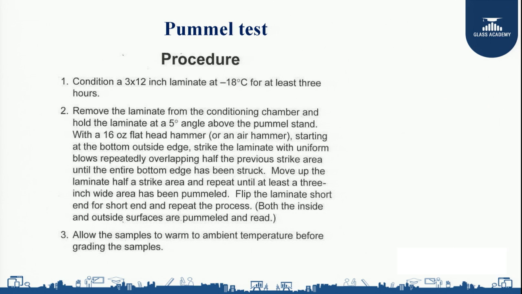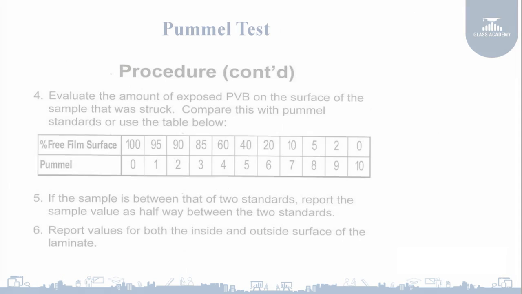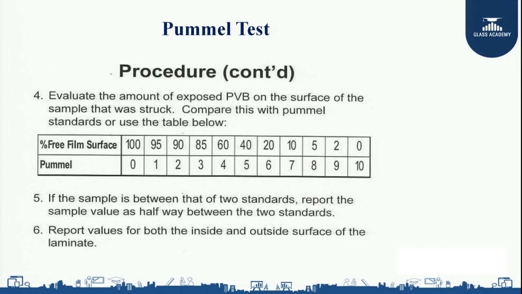Flip the laminate short end and repeat the process. Both the inside and outside surfaces are pummeled and read. Allow the samples to warm to ambient temperature before grading the samples. Evaluate the amount of exposed PVB on the surface of the sample that was struck. Compare with the pummel standards or use the table below.